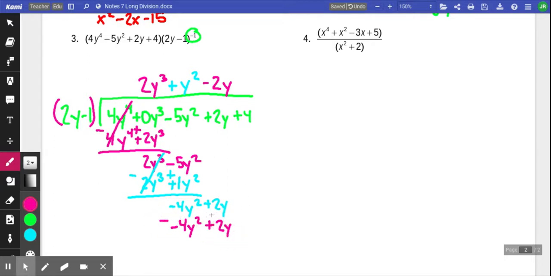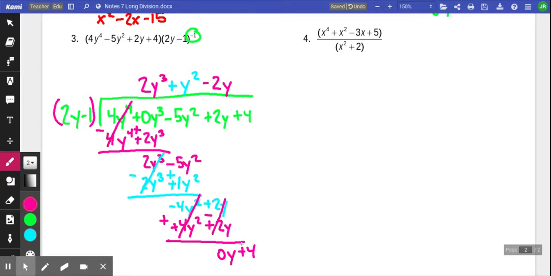And I subtract and I subtract. And a double negative will change to a plus, and the negative 4y squared plus 4y squared eliminates. And actually, in this case, the 2y minus 2y eliminates as well. So this gives me 0y. And if I bring down my positive 4, I ask myself 2y times what gives me 0y, and that's going to be a 0. So I can put a 0 here if I would like.